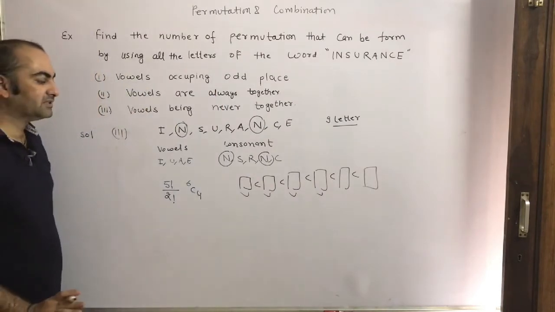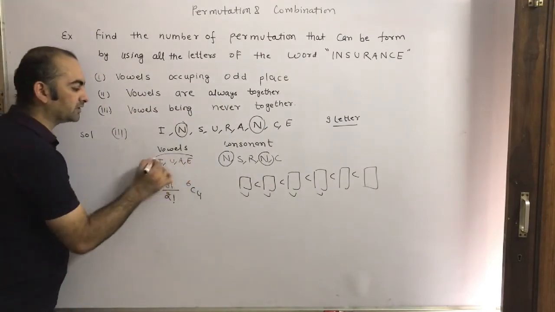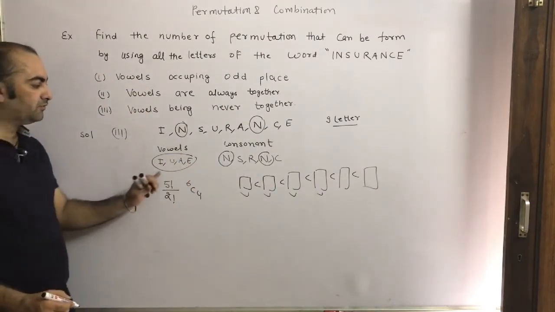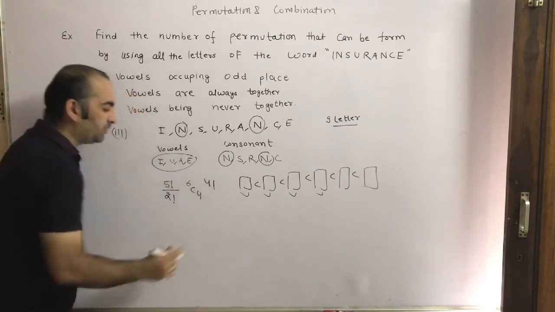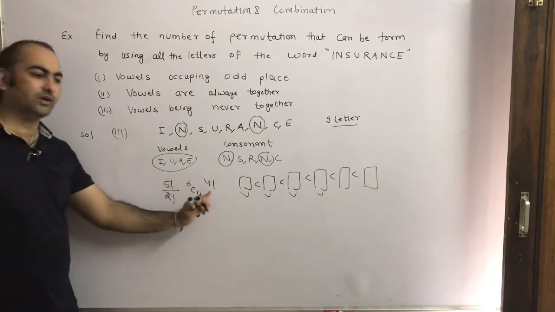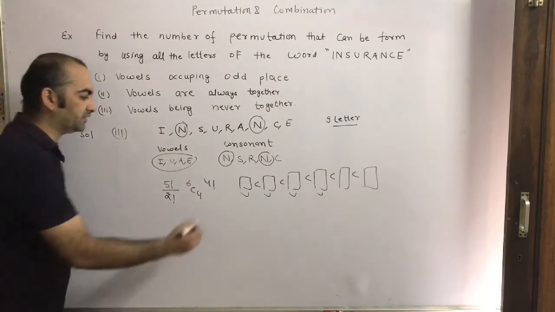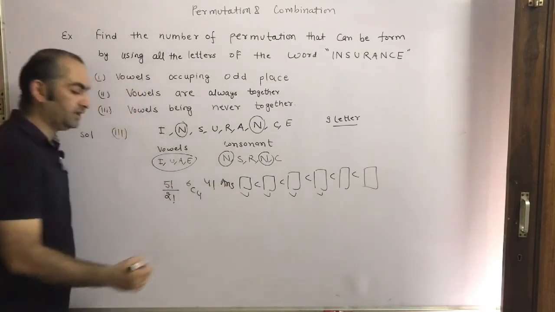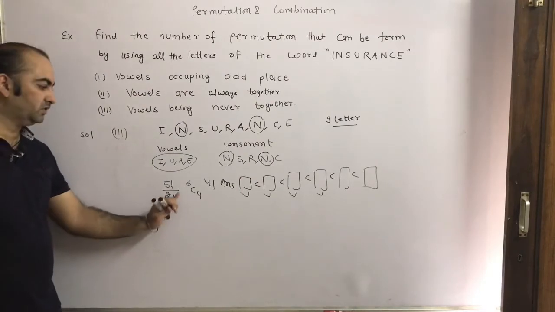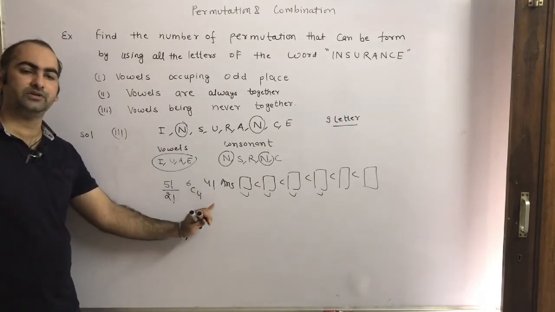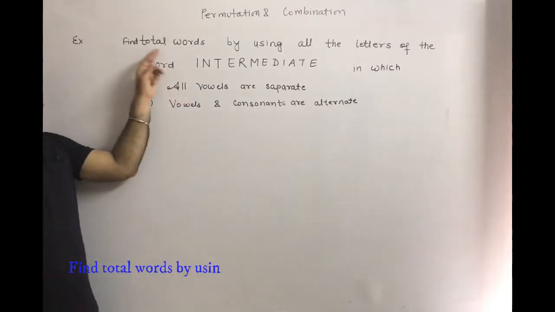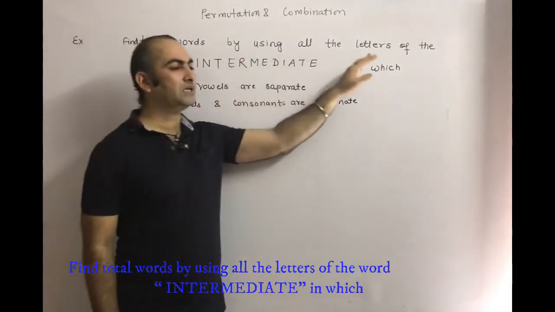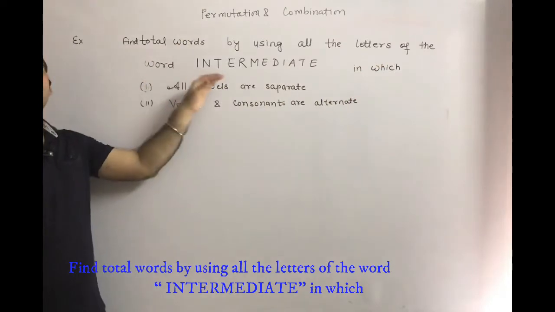Suppose you got these 4 gaps: 1, 2, 3, 4. After selecting 4 gaps, you have to arrange the 4 vowels. The arrangement of 4 vowels in 4 gaps is 4 factorial, because all are different. So this is your answer: 5 factorial divided by 2 factorial, into 6C4, into 4 factorial.